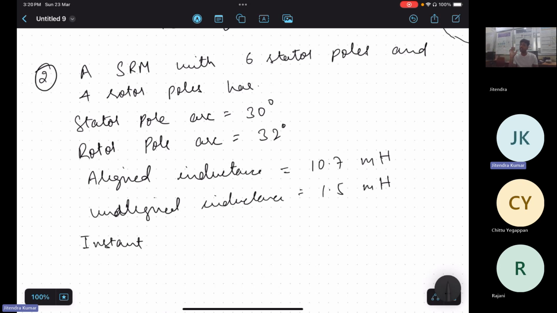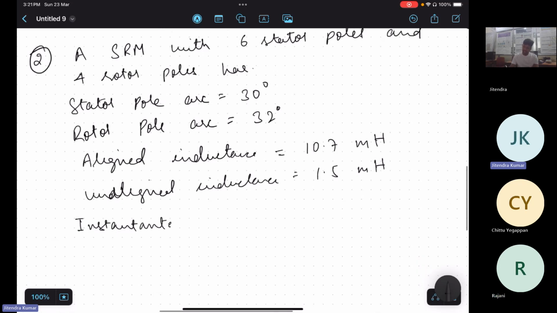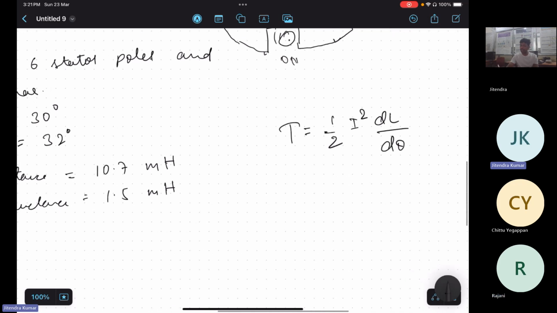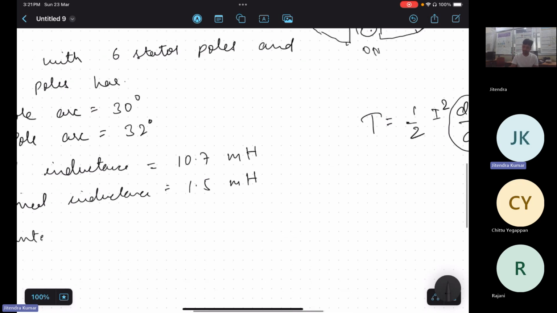So torque is a function of rotor position. Do you know the equation of torque? Yes, sir. It is 1/2 into I square into dl by d theta. Exactly, that is the torque equation: half I squared dl by d theta. So if you are maintaining DC current, or a kind of commutated DC current, then the entire torque will depend on dl by d theta. How much is the dl by d theta?